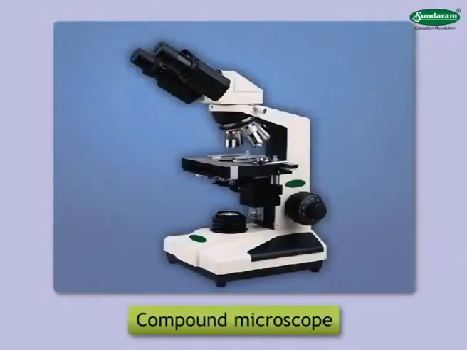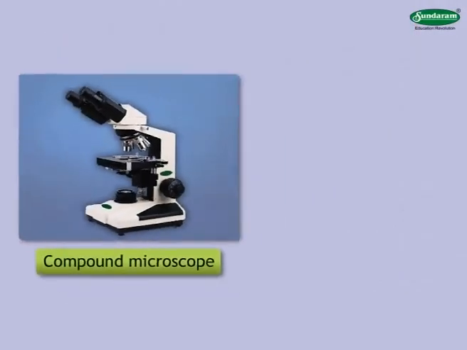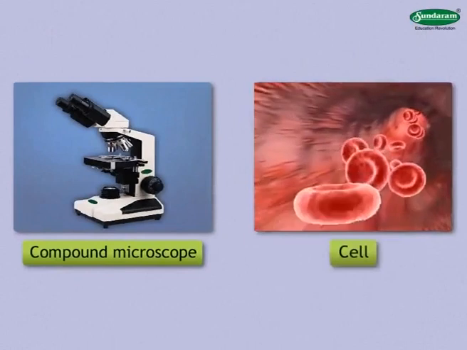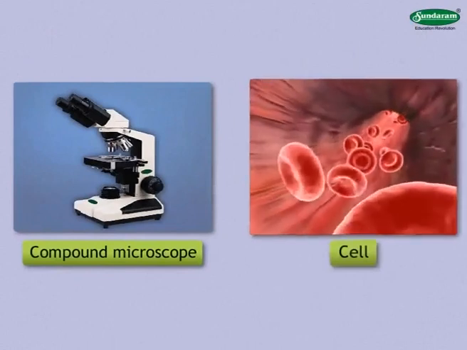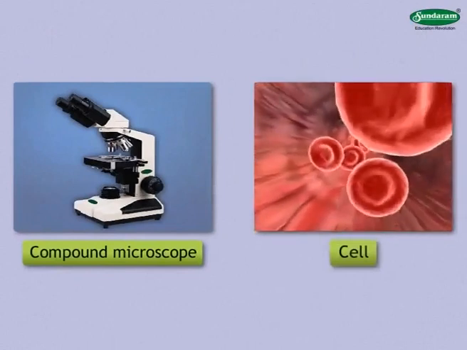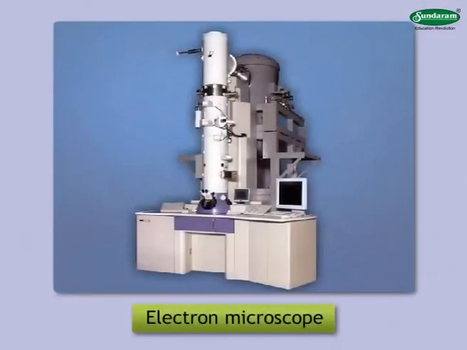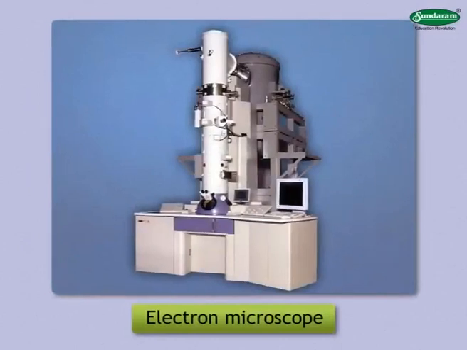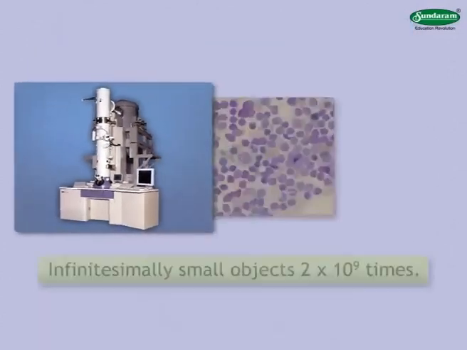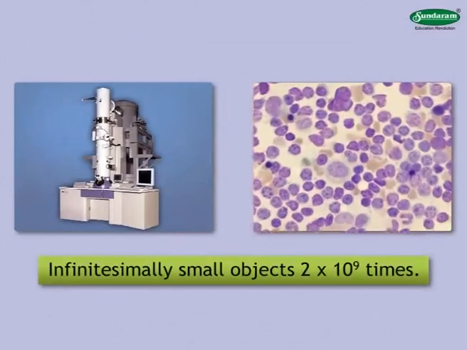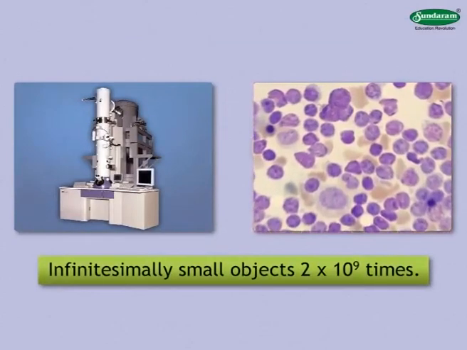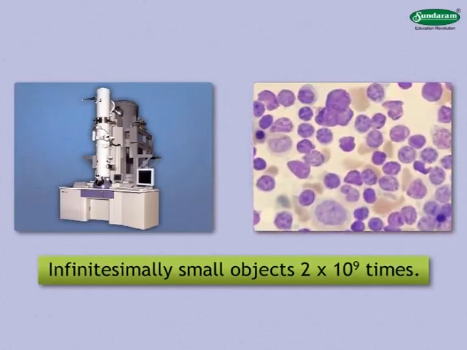A compound microscope is used for the study of cells. However, there are cells that cannot be seen through a compound microscope. So, an electron microscope is used to see such cells. An electron microscope can magnify infinitesimally small objects. It magnifies objects 2 billion times, that is, 2 into 10 raised to 9.